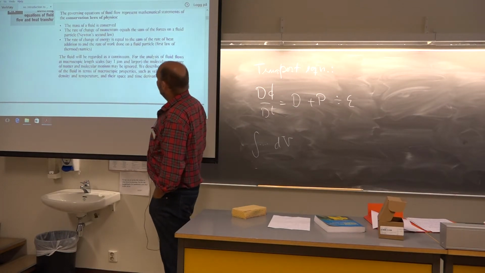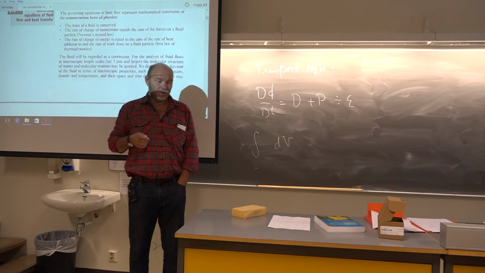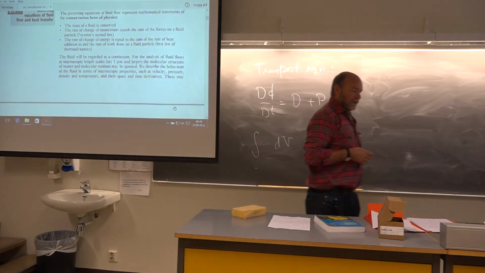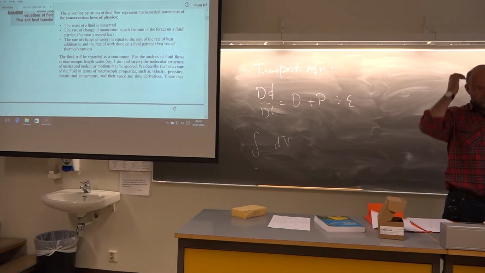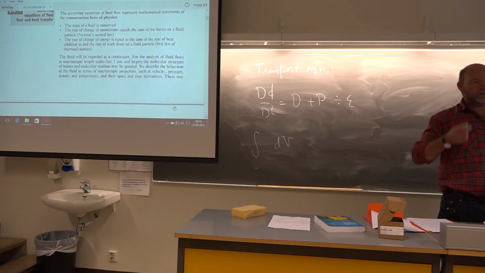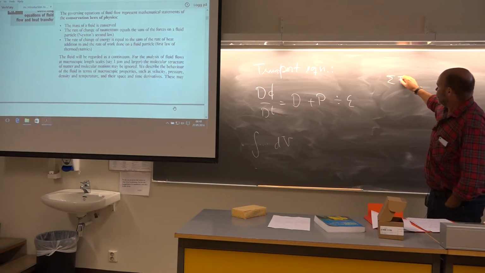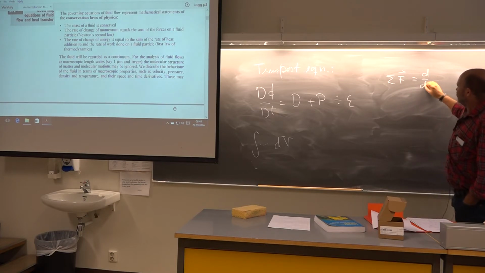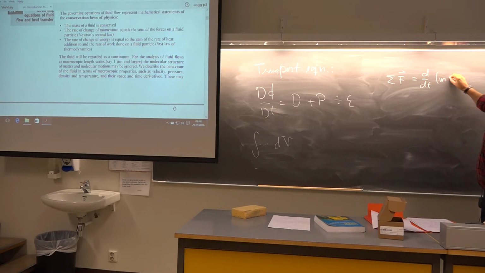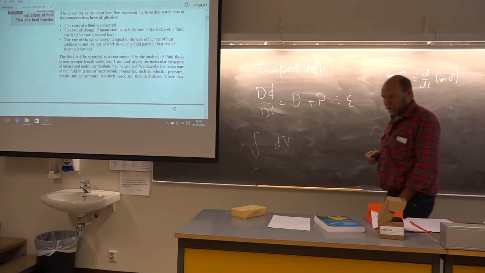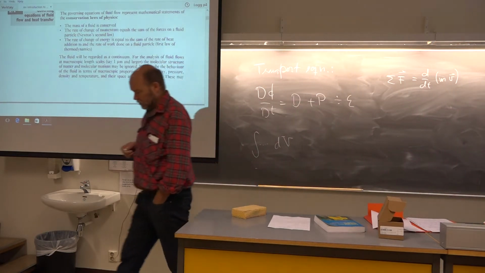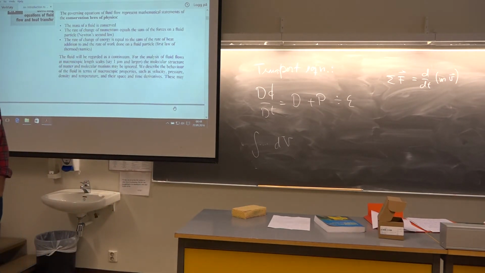Then we have the momentum, the second law of motion. People often call it the conservation of momentum. Don't do that. The momentum is not conserved at all. What does Newton's law look like? Sum of forces equals the change of momentum, mass times velocity. So it's not a conservation law. Conservation law, that would be Newton's first law. Then you have no change of momentum. So don't call it a conservation of momentum. Call it Newton's second law of motion, then that's what it is.